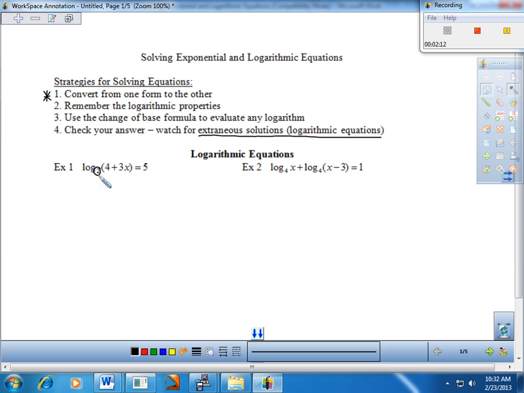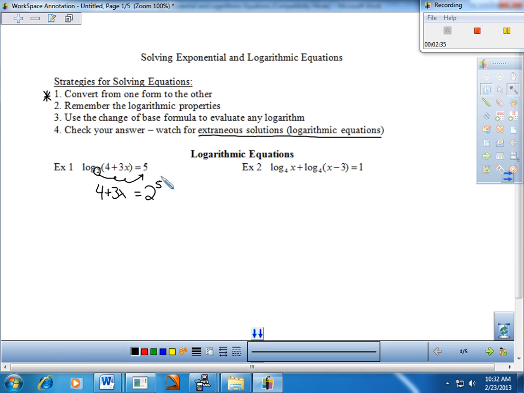No big deal. So guys, I'm going to take that 2, and I'm actually going to roll it on over to the other side, just like I've done before. And so this equation, which is in logarithmic form, can be written also in exponential form, and it would be equivalent in nature. So I roll that on over, the 2 bumps up the 5, and I get 4 plus 3x equals 2 to the 5th.